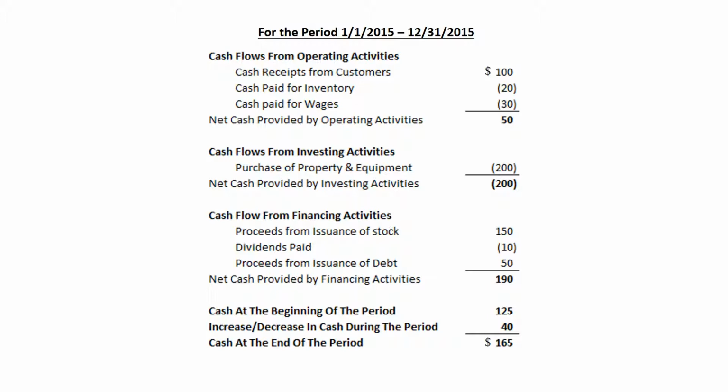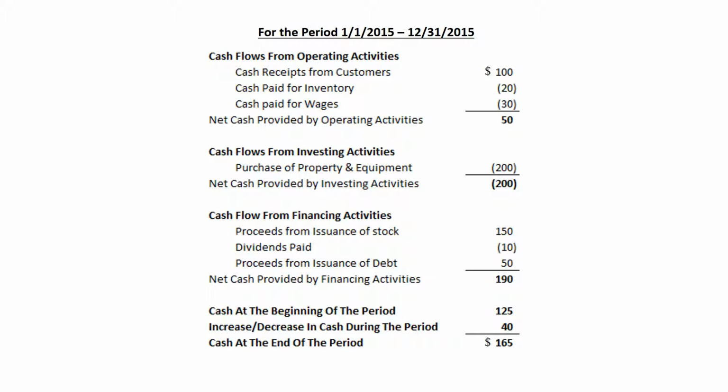Now, if we look at the bottom of the statement, we'll see the line item, cash at the beginning of the period. This is going to be the amount of cash the company had as of January 1st, 2015. The next line item is going to be the increase or decrease in cash during the period. In this case, we had an increase of $40.